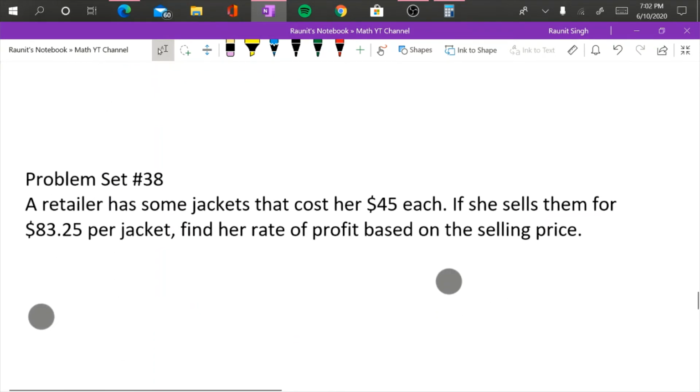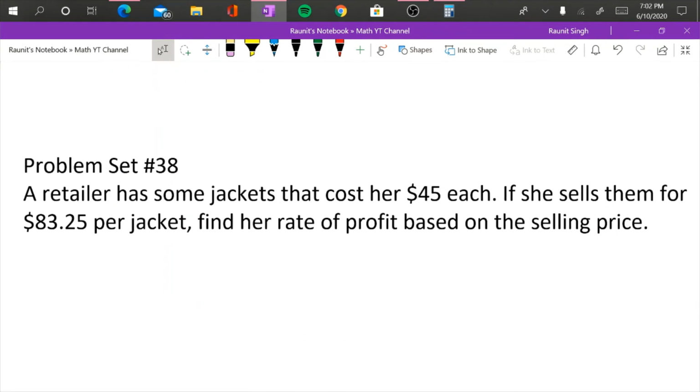Okay, problem set number 38. A retailer has some jackets that cost her $45 each. If she sells them for $83.25 per jacket, find the rate of her profit based on the selling price. Okay, so in this one, she's also doing markup.